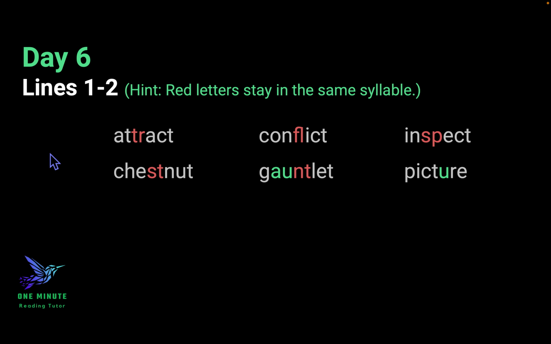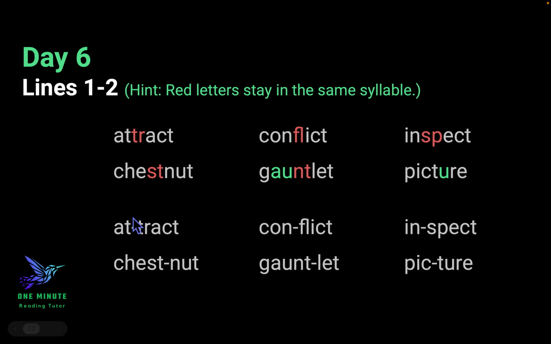Welcome back to the last day of this program. My hint for this day is the letters in red are going to stay in the same syllable. And there's another rule about these letters called blends that you will get to eventually. So for now, just make sure when you divide, treat the red letters like one letter. So we're going to divide right here. The T and R are a blend, so it will stay together. And we will have attract.